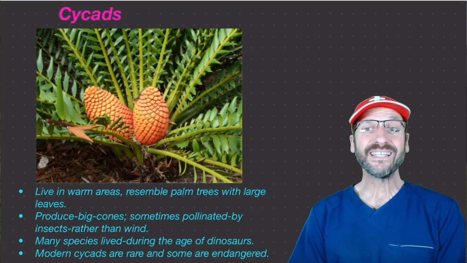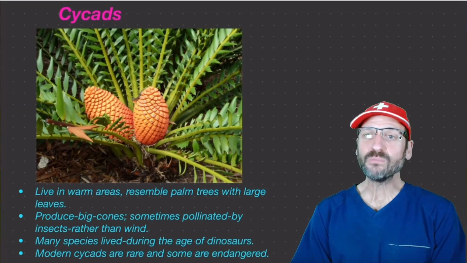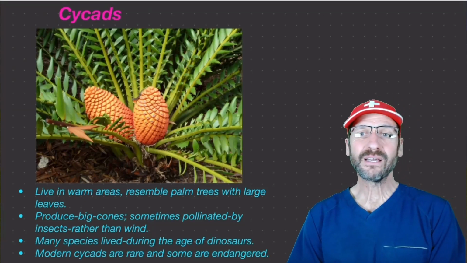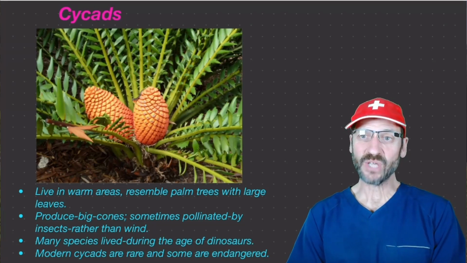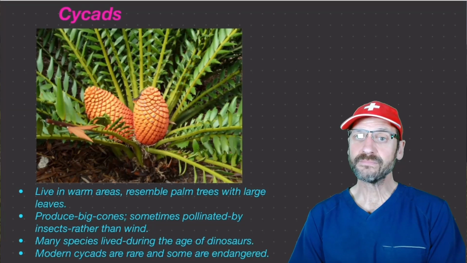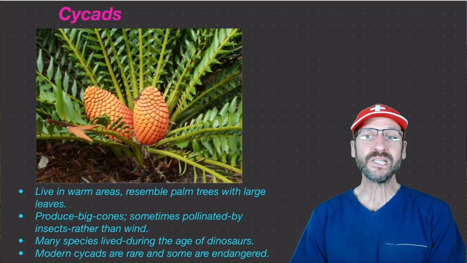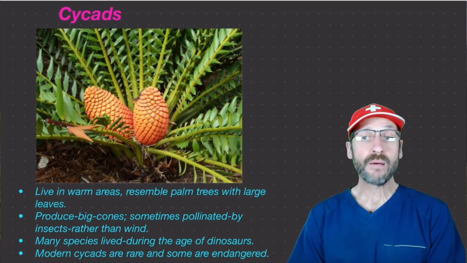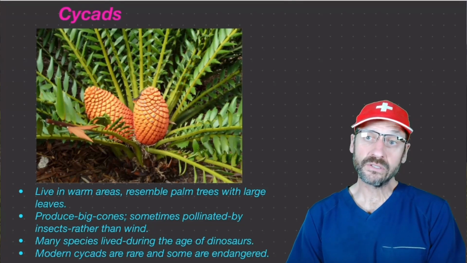Cycads live in warm areas and resemble palm trees with large leaves. They produce big cones that are sometimes pollinated by insects rather than the wind. Many species lived during the age of the dinosaurs. Modern cycads are rare and some are endangered.